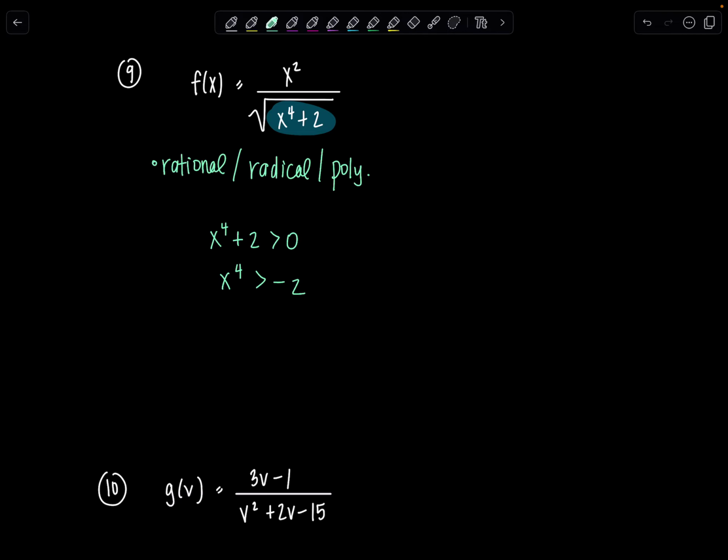But you know what, you guys? That's always true, right? You can't raise something to the 4th and get a negative number if you started with a real number. So this is always true. No restrictions. So that means the domain is all real numbers. So f is continuous on all real numbers. Negative infinity to infinity.